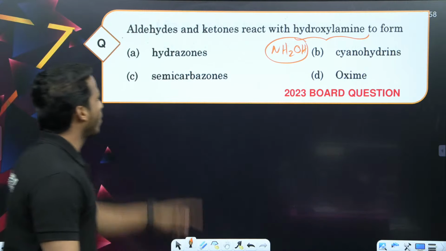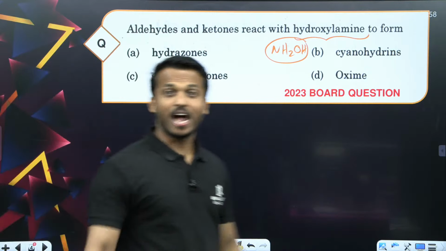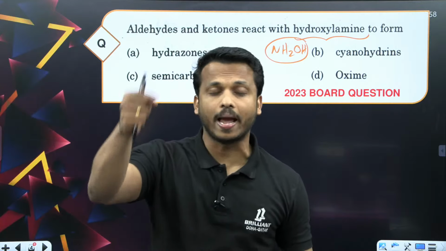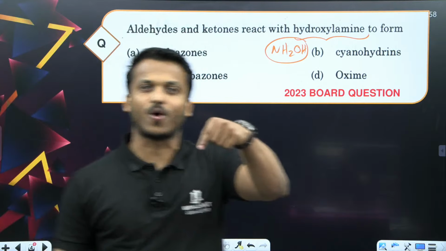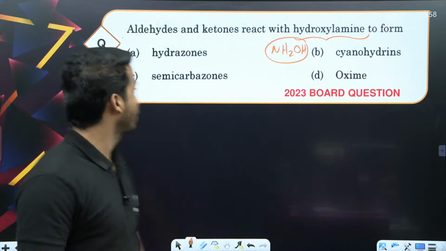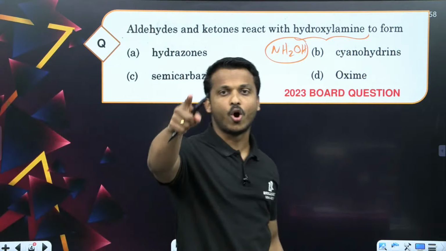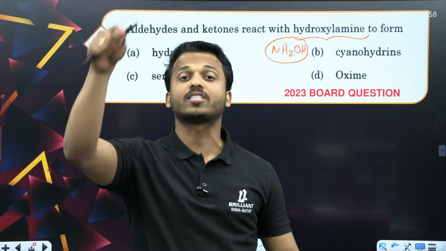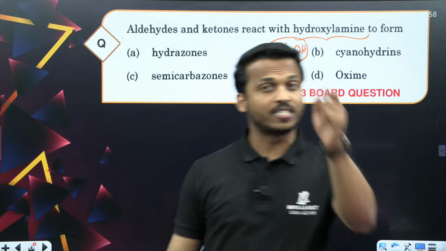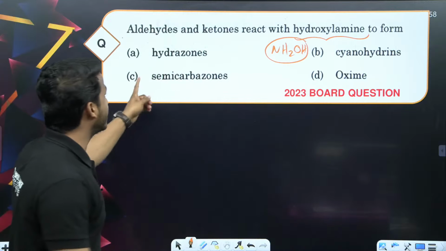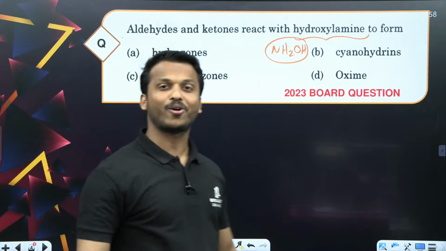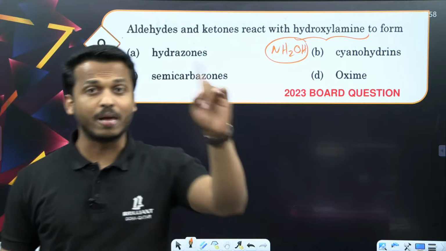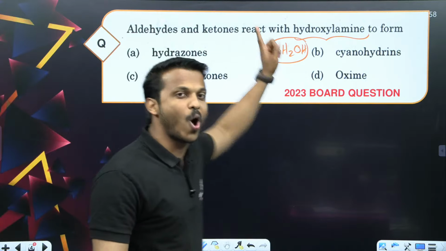Okay, so dear all, what do you mean by hydrazone? Hydrazone means when an aldehyde or ketone reacts with hydrazine, NH2NH2, the product is called hydrazone, not that. What is cyanohydrin? When an aldehyde or ketone reacts with hydrogen cyanide, HCN, the product is called cyanohydrin. And what about semicarbazone? If the aldehyde or ketone reacts with semicarbazide, then the product is called semicarbazone. And what about oxime?